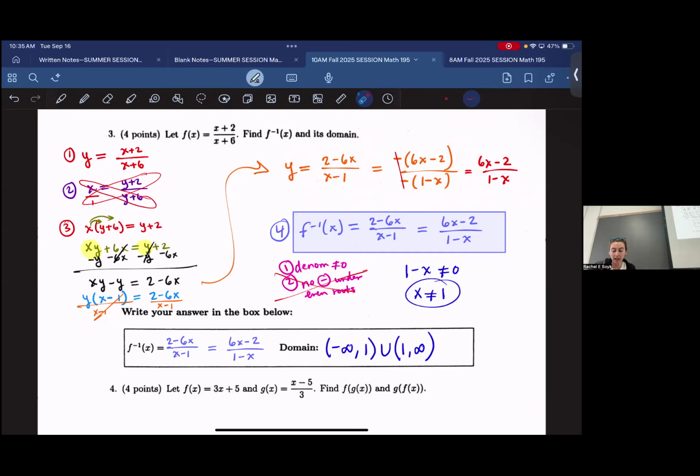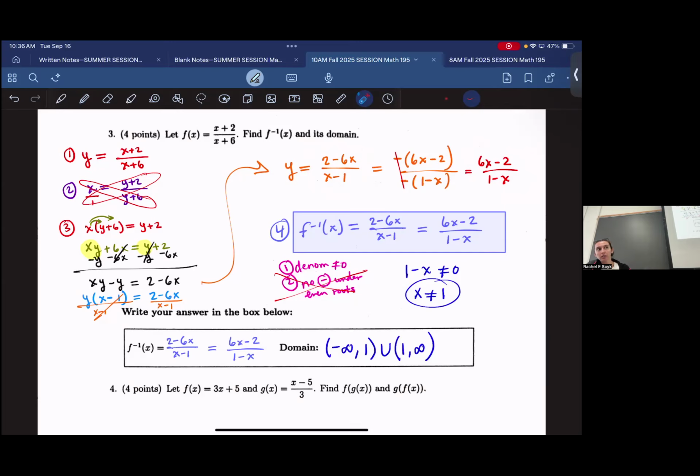What I did was I just factored out a negative from this numerator expression, and then I factored out a negative from this denominator expression. And what's a negative divided by a negative? Positive. So factoring out a negative doesn't change the expression itself. And a negative divided by a negative is just simplifying it further. Yeah, these are the same exact answers.